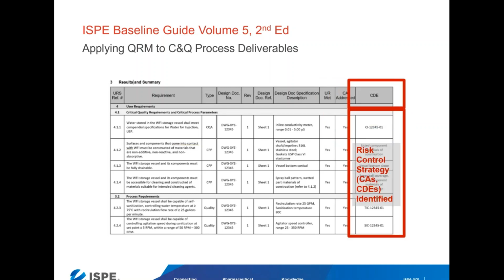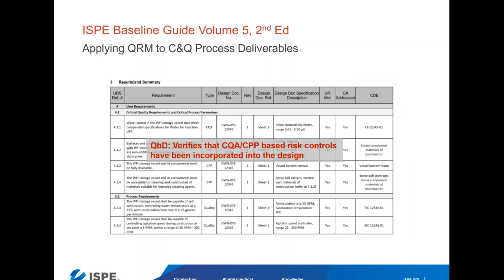And we document our risk control strategy being the collective identification of critical aspects and the critical design elements that satisfy them. Through this, we document quality by design. We document that critical quality attributes and critical process parameters that base risk controls have been incorporated into the design, and that critical aspects acceptably mitigate risk to product quality. So with both of those, we have demonstrated we've applied quality by design principles.